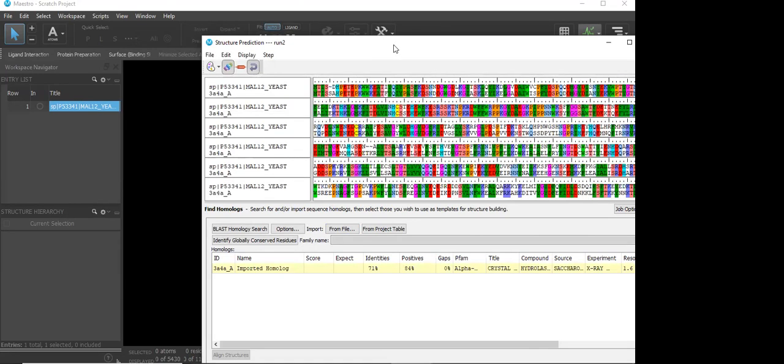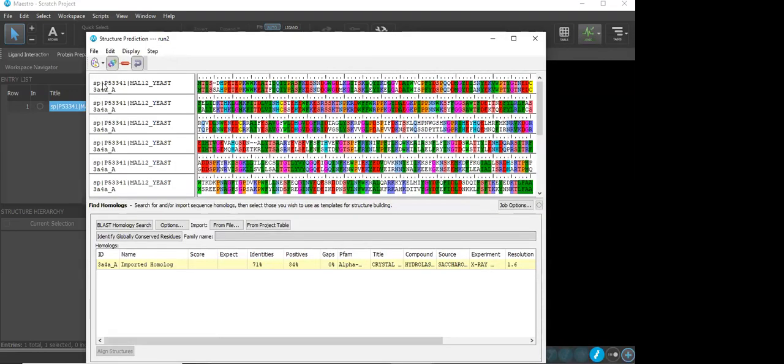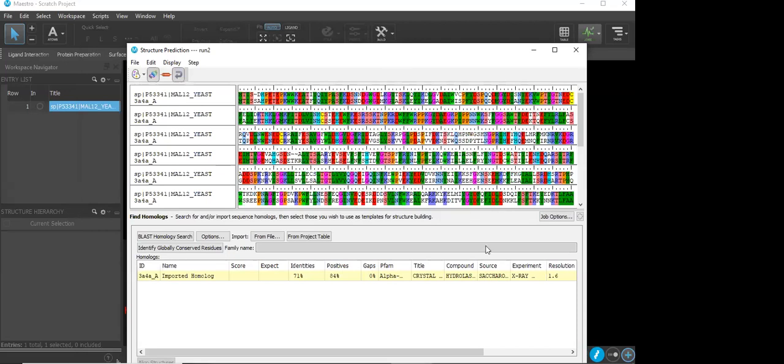Here you can see the sequence alignment of the starting query sequence as well as the template sequence. These amino acids belong to the template sequence 3A4A, as well as the amino acids of this one belong to the query sequence of the alpha glucosidase enzyme. The similar colors represent similar sequence. There are different amino acids also, so we need to do modeling for that. After this, you need to click the next option.